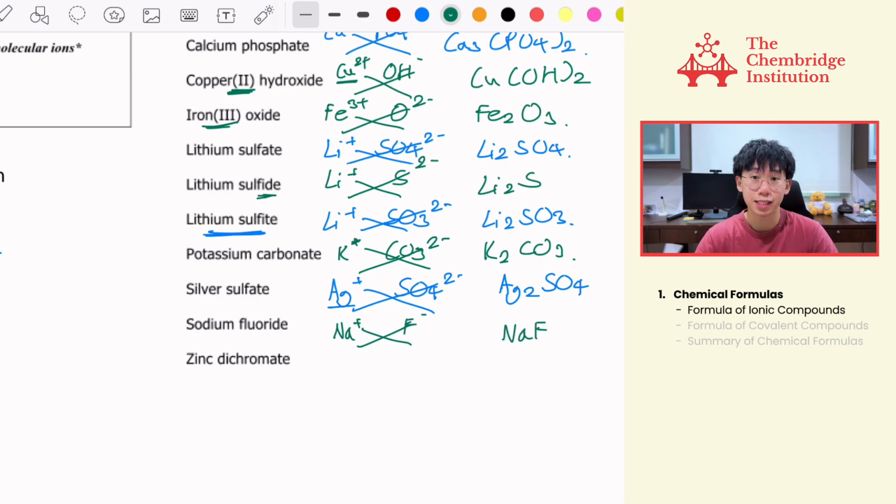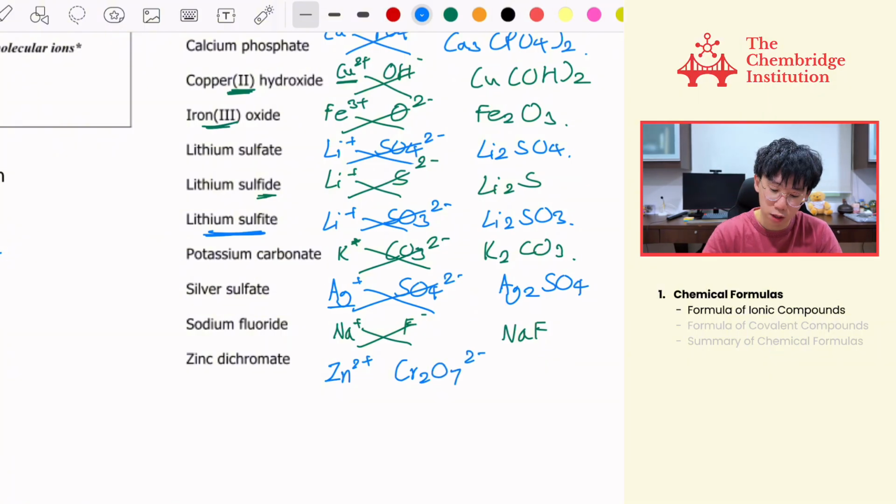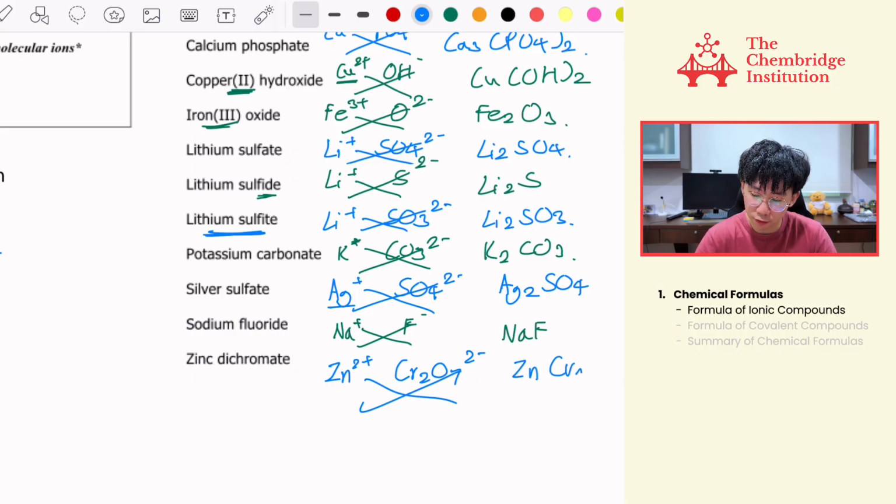And then lastly is zinc dichromate. Zinc is Zn 2 plus, something you have to memorize. And then dichromate is actually Cr2O7 2 minus. This is another complex ion that you had to memorize. In fact, it's just right over here. So if you crisscross, again, since it's in a 2:2 ratio, we simplify it. So it's just 1:1. So it's just ZnCr2O7.